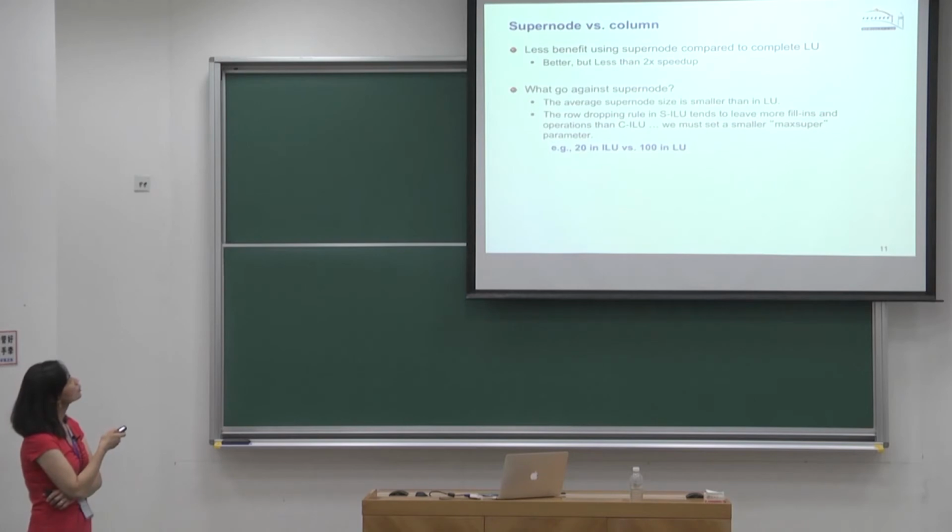So what is not good about the supernode? First, the supernode size is small. You drop a lot. Secondly, the row dropping rule in the supernode case tends to leave more fill. So that gets more operations, etc. And we have to set the maximum supernode size to be small. For example, in the current code, the default is 20. But in the exact factorization, we set a maximum supernode size that could be much larger, like 100.